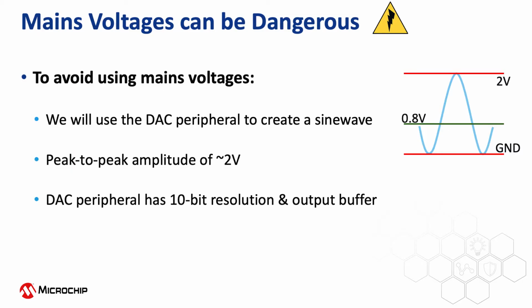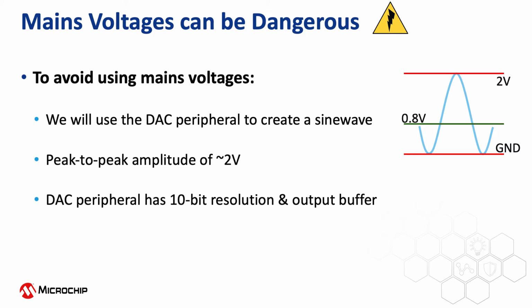Since playing with mains voltages can be dangerous and therefore many people may not be comfortable with that, we will use the digital to analog converter, or DAC, on the AVR-DA to create an output sine wave with a peak-to-peak amplitude of about 2 volts. The DAC on the AVR-DA has a 10-bit resolution and an output buffer, so it should be more than sufficient to create a nice sine wave.